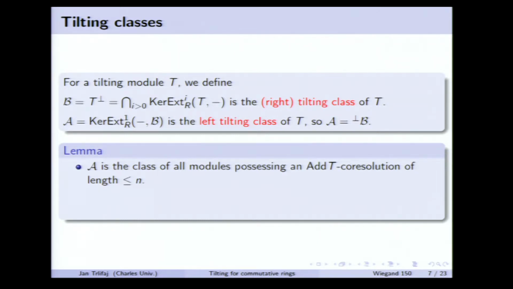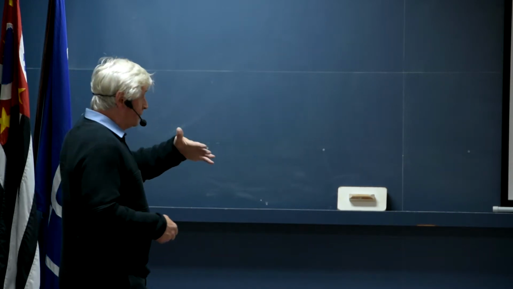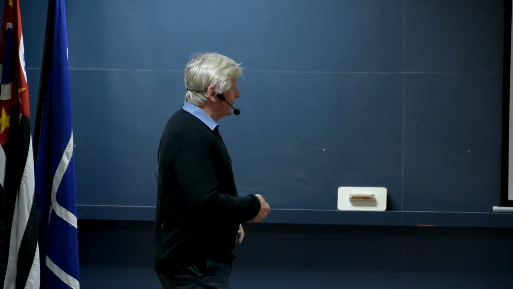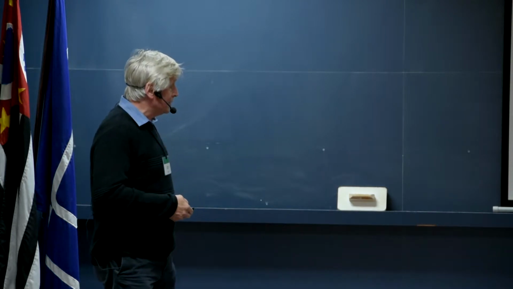But they can be defined also in a more homological way, in the sense that you can describe them by resolutions and co-resolutions. So A is the class of all modules which have an add T co-resolution of length at most n. And we know R has one, so R is, of course, in A. And this property of R, given by the condition T3, is actually characterizing all modules in the left tilting class. That's what the lemma says.